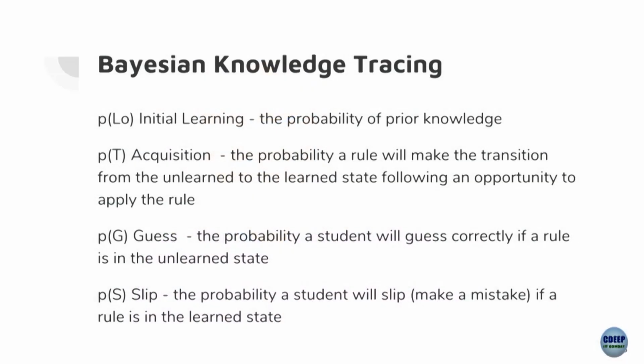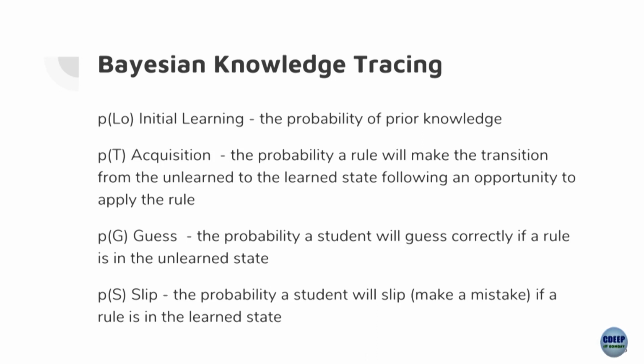Okay. So probability of L0 is the initial learning, L0, not O. L0 is the state before the first state. L1 is the first time instance, then L2, L3, and the current time instance is LT. In a time instance, each event or each action is L1, L2, L3. So the initial probability is some value the student might know of the prior knowledge. He might have some knowledge before coming into the system. And PT is the acquisition, the probability a rule will make the transition from unlearned state to learned.